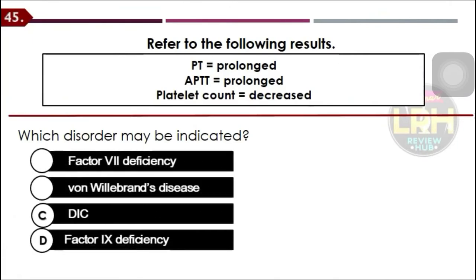Okay, refer to the following results. PT is prolonged, APTT is prolonged, and the platelet count is decreased. Is it letter A, factor 7 deficiency; letter B, von Willebrand's disease; letter C, disseminated intravascular coagulation; or letter D, factor 9 deficiency? Take note, platelet count is decreased. This is characteristic of, correct answer is letter C, DIC.